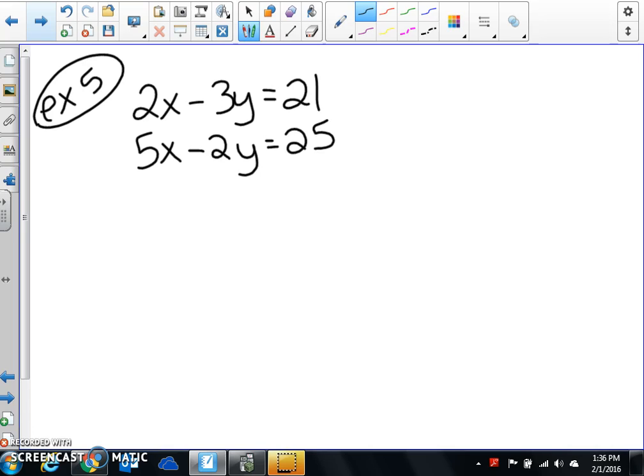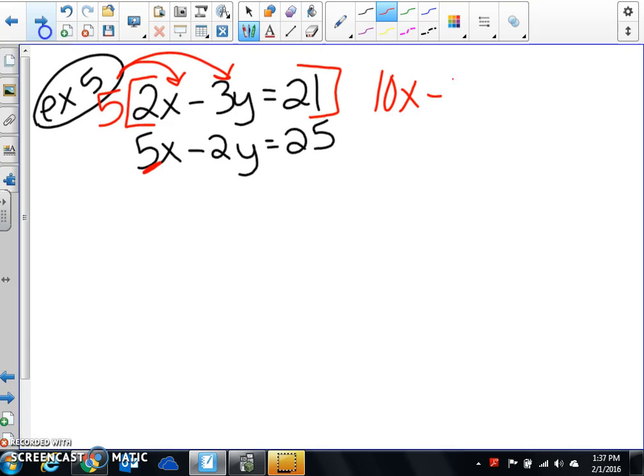Now once again, I always like to try to get rid of the x if I can. So I'm going to multiply the top one by whatever that bottom coefficient is, which is 5. So 5 times 2x is 10x. 5 times negative 3y is negative 15y. 5 times 21, I think, is 105. I hope so, at least.